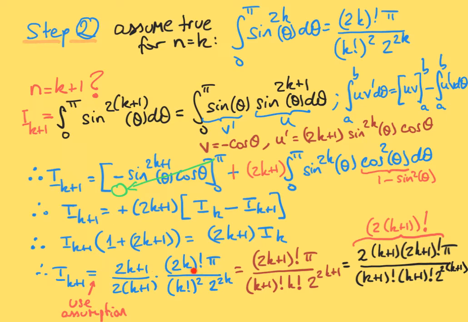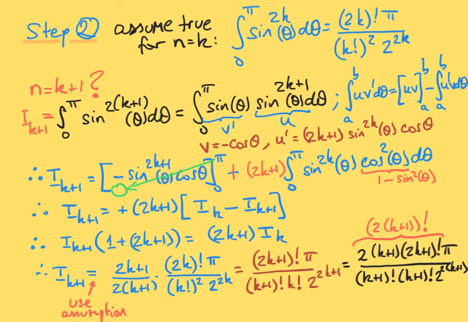So let's look at the numerator first. If you've got 2k factorial times 2k plus 1, that is 2k plus 1 factorial. Think about what that means. The highest term in it is 2k plus 1, and it would then be multiplied by 2k, 2k minus 1, 2k minus 2, etc. So this product means that.